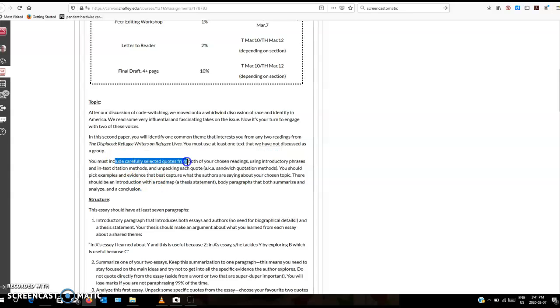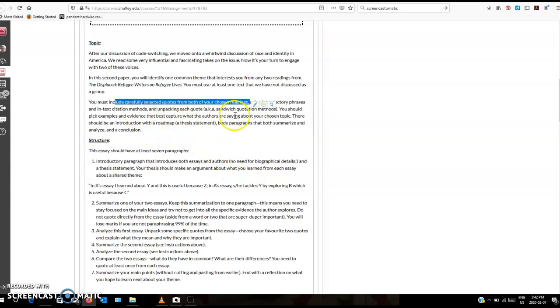You have to use carefully selected quotes from both of your chosen readings, right? We'll be talking about dropped quotes and in-text citation methods, right? So this is our chance to practice that. That's what we're doing with this essay, as well as engaging with the ideas. You need to unpack each quote, right? Using the sandwich method that I will talk about in class.